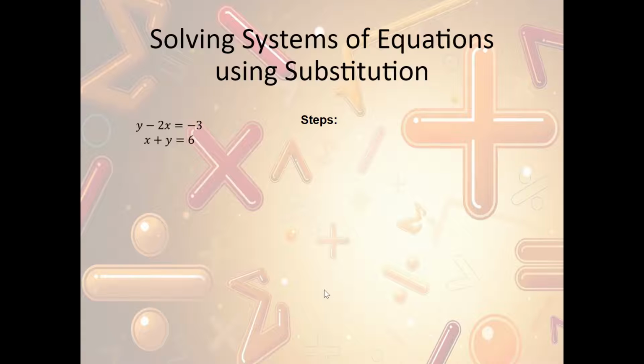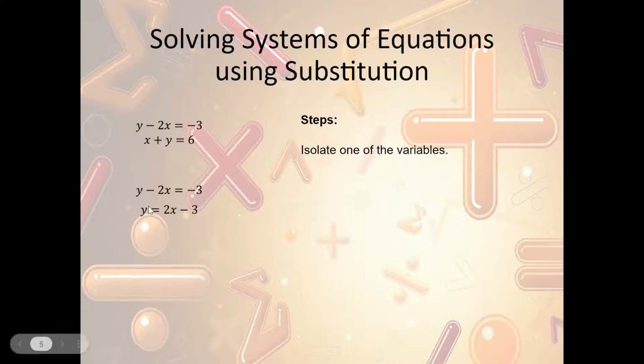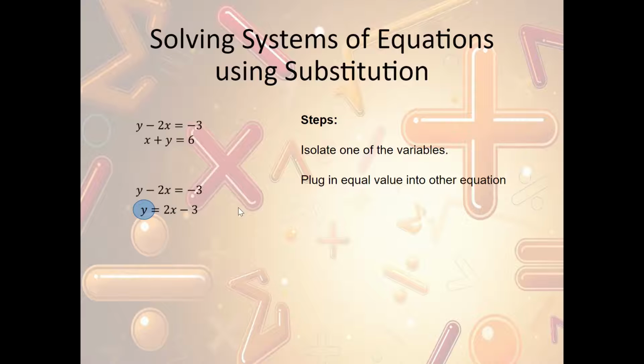Now what happens if the variable is not already isolated? That's our goal, to get one of the variables isolated. If they're not isolated, we can go ahead and take one of the equations and move everything away from one of the variables, and that will isolate it. So in this case, I'm going to take the equation y minus 2x is equal to negative 3, and I'm going to isolate y. In order to do that, I'm going to add 2x to both sides, and I end up with y equals 2x minus 3. Now it's isolated. Now I can go ahead and plug it into the other equation.